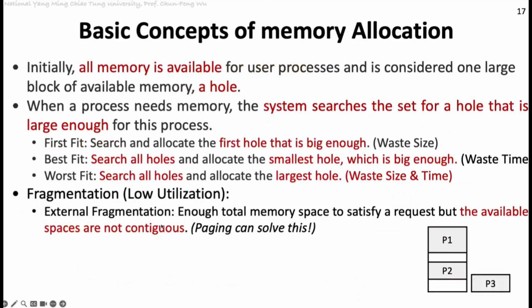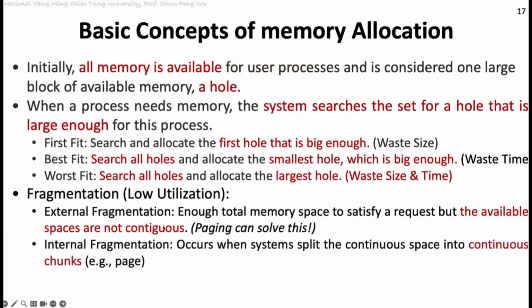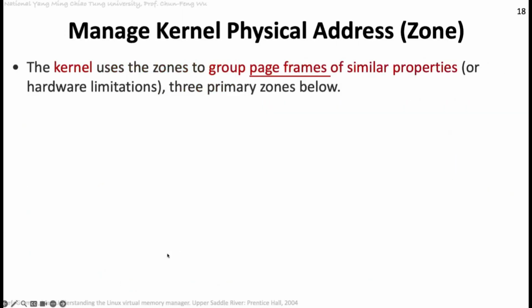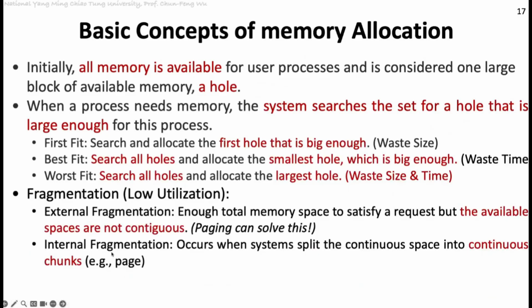So this is called external fragmentation, and internal fragmentation is quite easy. It occurs when systems split the space into continuous chunks. For example, if we have a 4 KB area, but inside the 4 KB you only store 3 kilobytes of data and leave 1 kilobyte unused, then this is called internal fragmentation. This happens even when you are using paging because each page is 4 kilobytes. If the data is smaller than 4 kilobytes, then there goes the internal fragmentation.